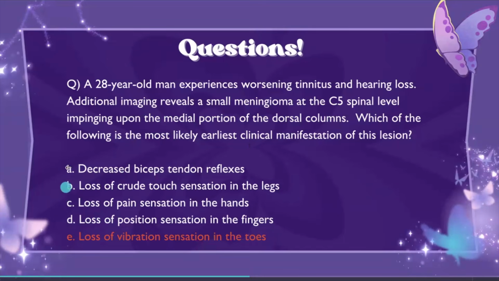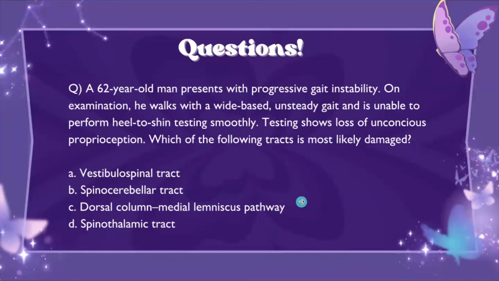You can remove this one, you can remove this one because they're upper limb, but you would have these two options. Of course, it's vibration, not crude touch. What was crude touch? Yes, it would be the spinothalamic. Okay, this is the spinocerebellar tract. Why? Unconscious proprioception. Very simple.